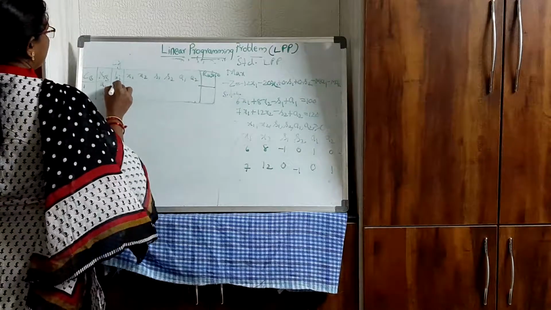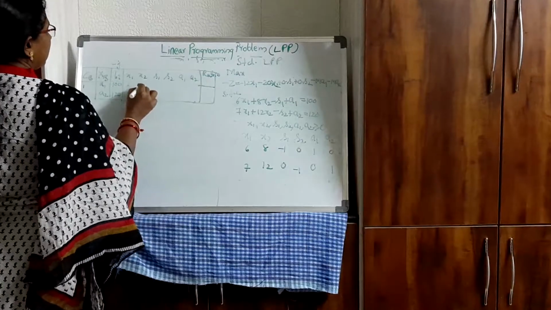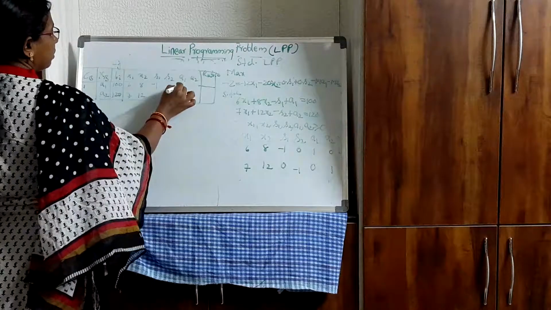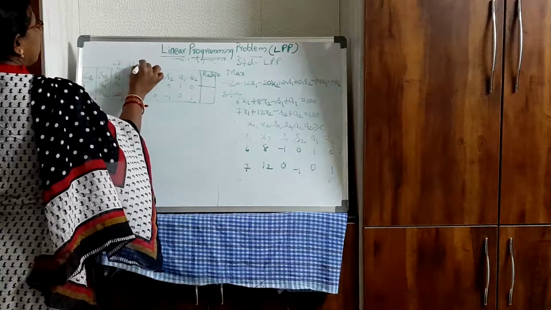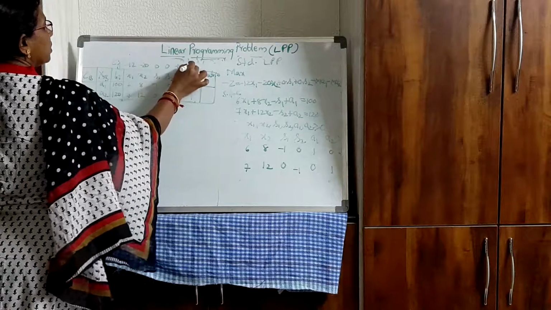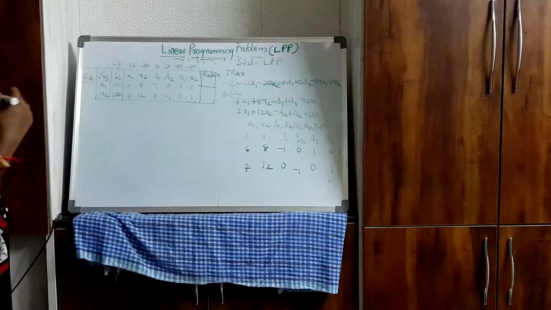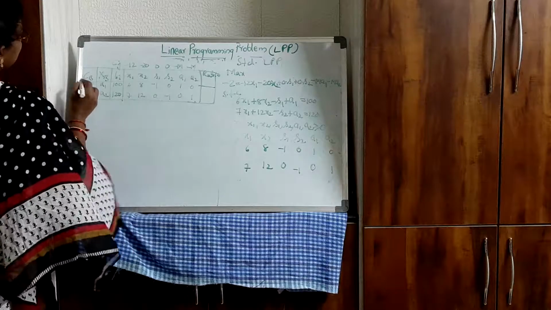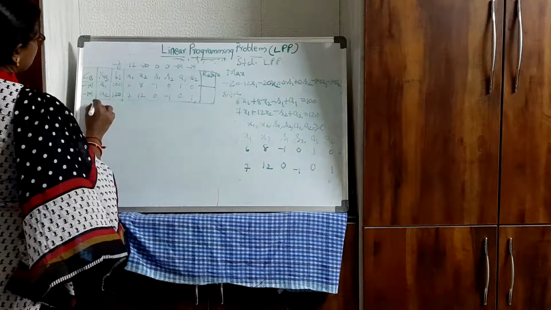You have 100, 120, 6, 7, 8, 12, minus 1, 0, 0, minus 1, 1, 0, 0, 1. CJs are minus 12, minus 20, 0, 0, minus M, minus M. So here also in the CB column you have A1 and A2. So their cost is minus M and minus M. Now you find ZJ.